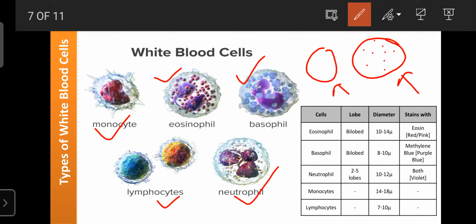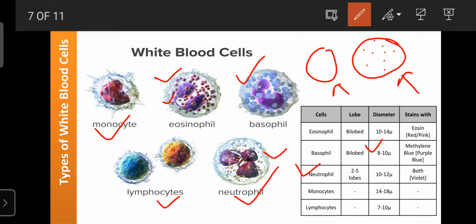Regarding the granulocytes, the eosinophil has a nucleus with two lobes. You can see it in the picture. The nucleus is bilobed, and the average diameter is 10 to 14 microns. The basophil is also bilobed, its diameter is 8 to 10 microns, and it is stained with methylene blue. The neutrophil consists of 2 to 5 lobes, and its average diameter is 10 to 12 microns.